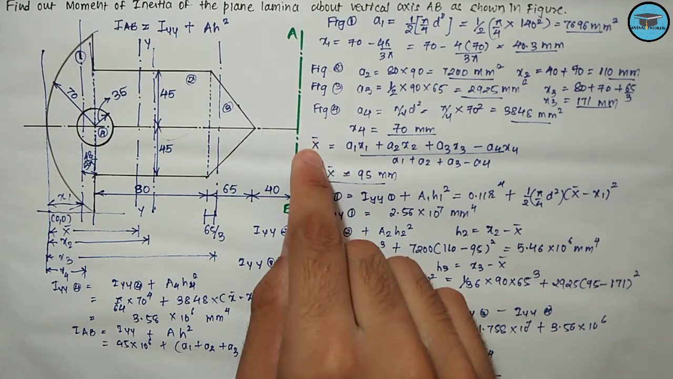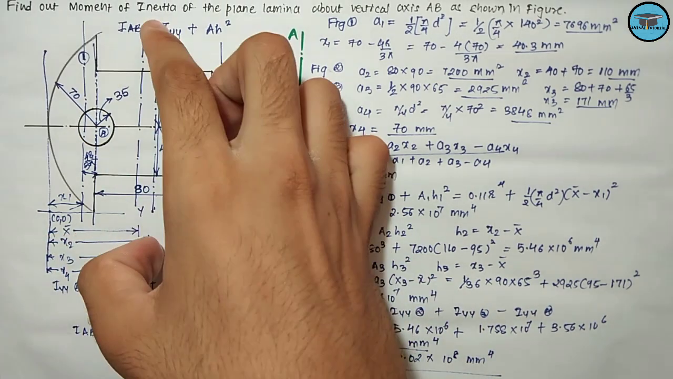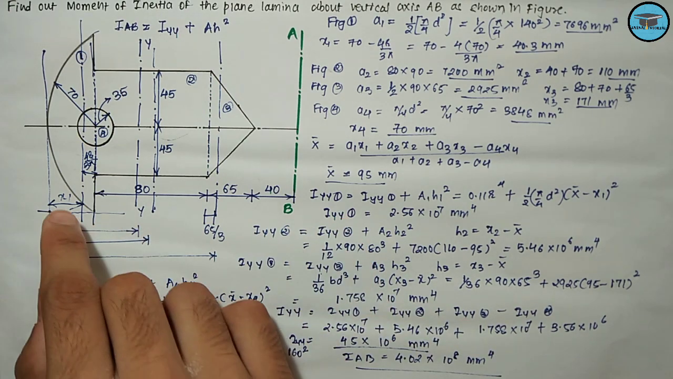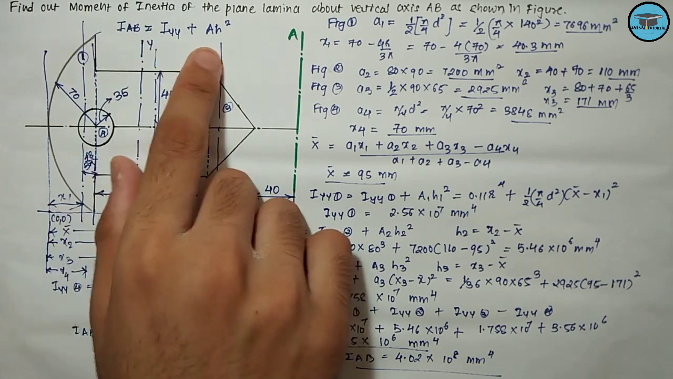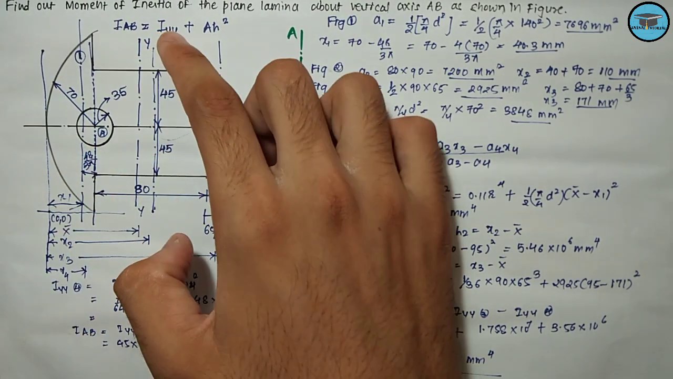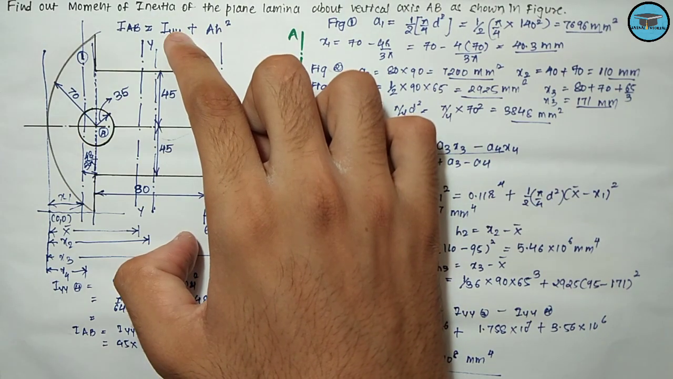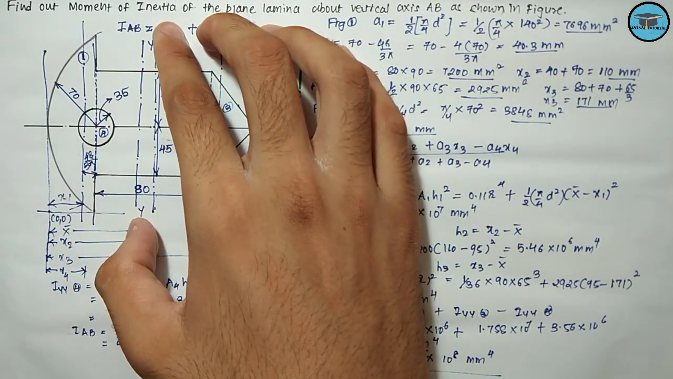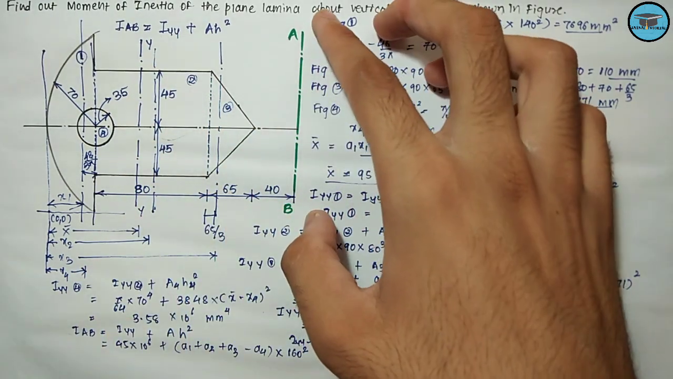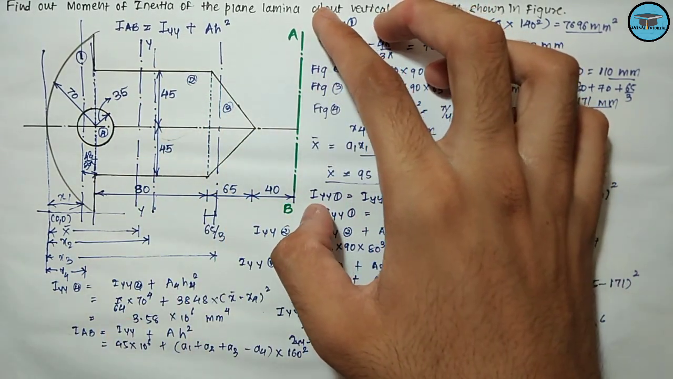Determine the x bar, that is the distance of the centroid from the origin. Okay, and then afterwards apply the parallel axis theorem. So applying the parallel axis theorem is somewhat like this. For that we need to determine the moment of inertia of this plane lamina about this axis yy, and afterwards again we need to apply the parallel axis theorem to determine the moment of inertia about this axis AB.